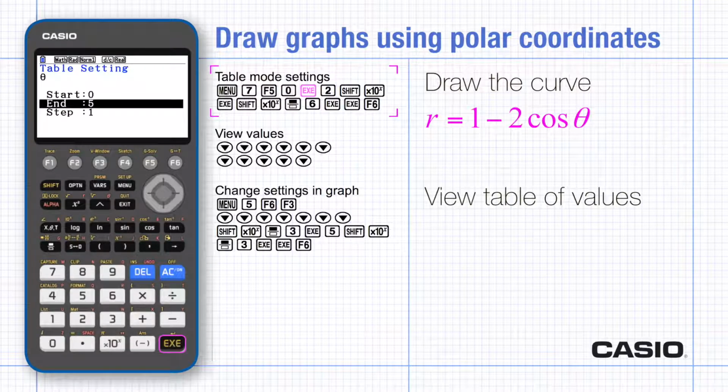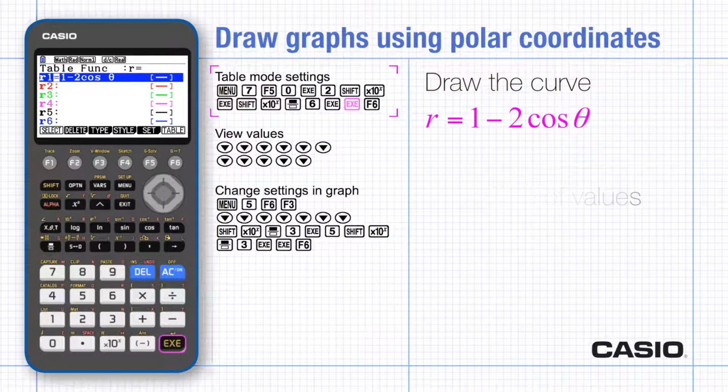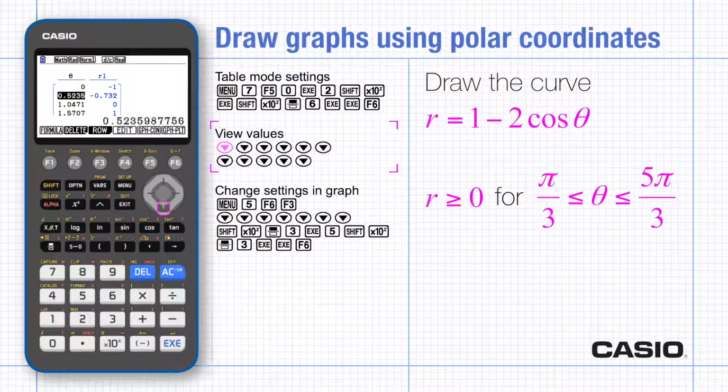I'm changing the settings to start at 0 and end at 2 pi, and I'm going to use pi over 6 for my step size, but you may find that pi over 24 may be more useful elsewhere. Execute and create a table. Scroll down to view the values of r.